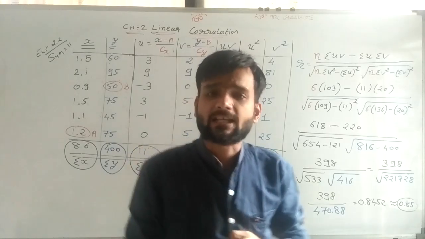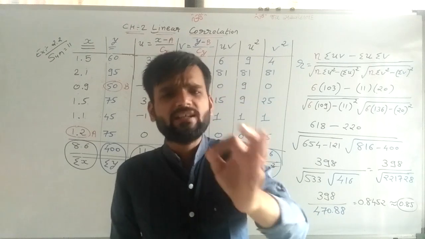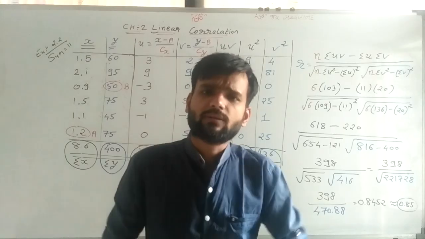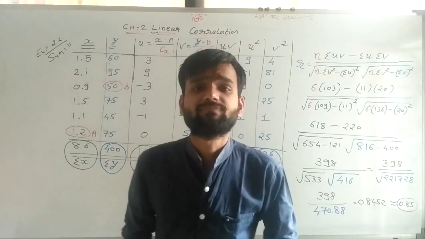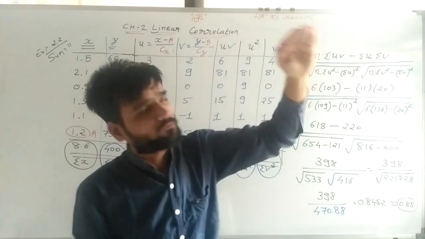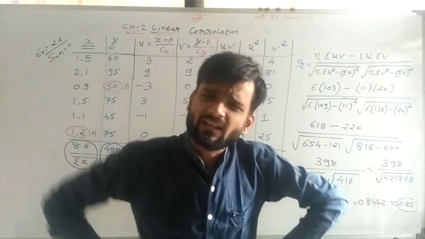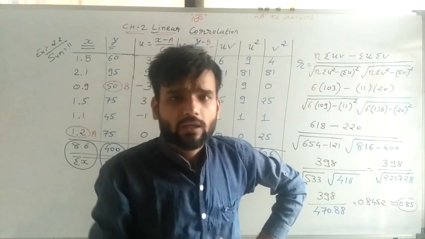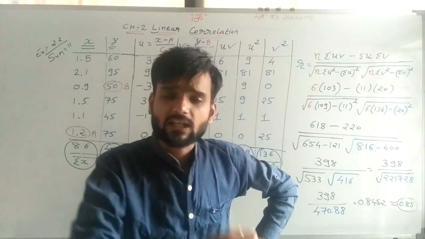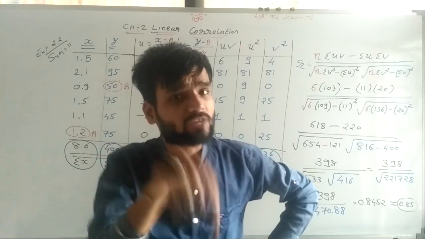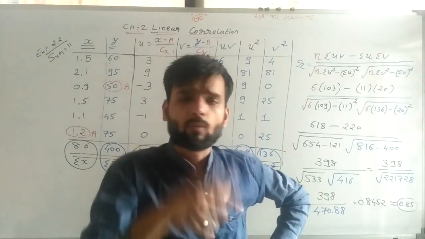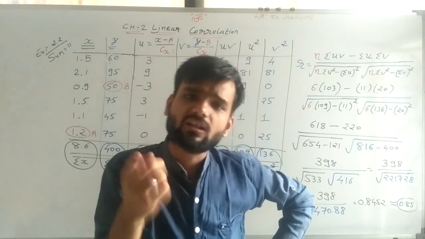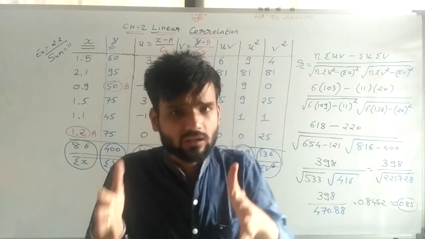If you are finding x bar and y bar, and their values are natural numbers, then you can use the first formula. Why? In the formula sigma (x minus x bar)(y minus y bar), what do we actually need? From all the values of x, we are deducting x bar. From all the values of y, we are deducting y bar. That is our real situation.